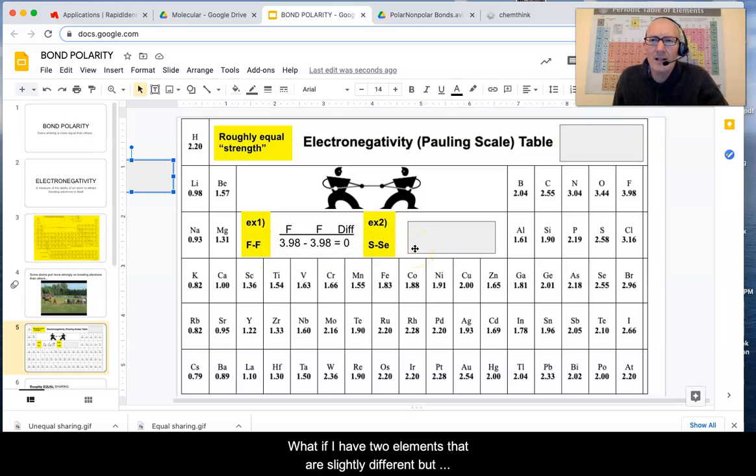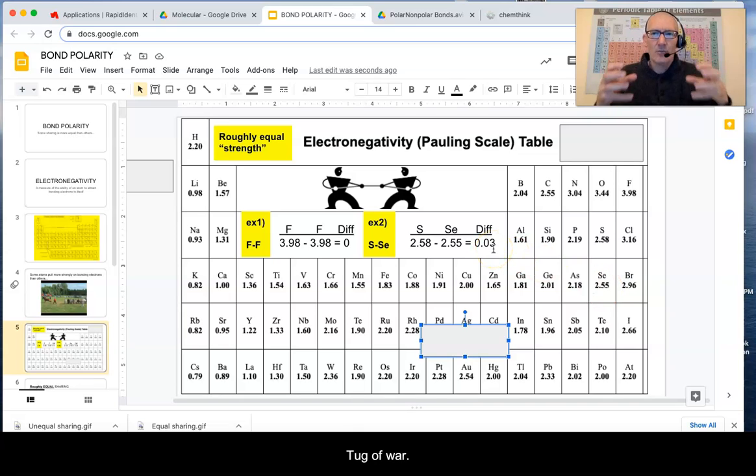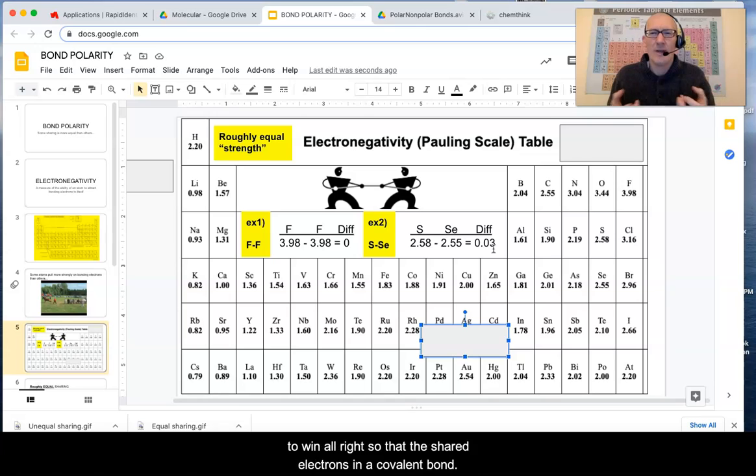What if I have two elements that are slightly different, but still not very different at all? If I do that math, I take the electronegativity of sulfur and I subtract the electronegativity of selenium, and I see that there is no difference at all. That would be like a tug of war with two teams very equally matched. No one's really going to win, all right? So the shared electrons in that covalent bond are very equally shared.